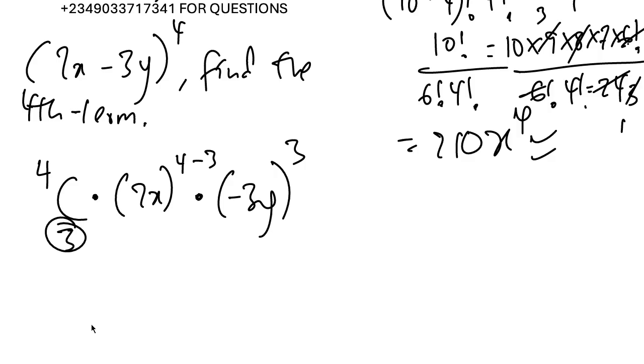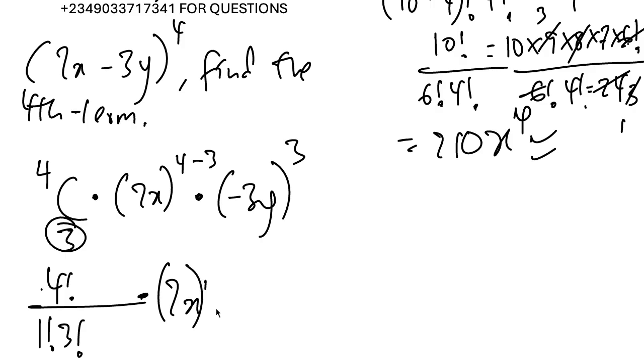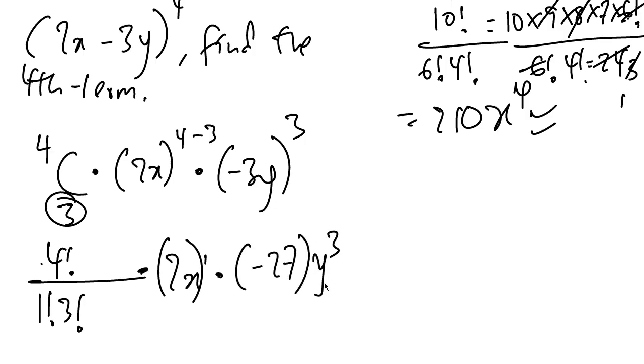So what is 4 combination 3? 4 factorial over 4 minus 3, which is what? That's 1 factorial times 3 factorial times 2x to the power 4 minus 3, which is what? 1. Right? And then multiply by negative 3y to the power 3. Negative 3 to the power 3 is what? Negative 27. And then y to the power 3 will give us y to the power 3.